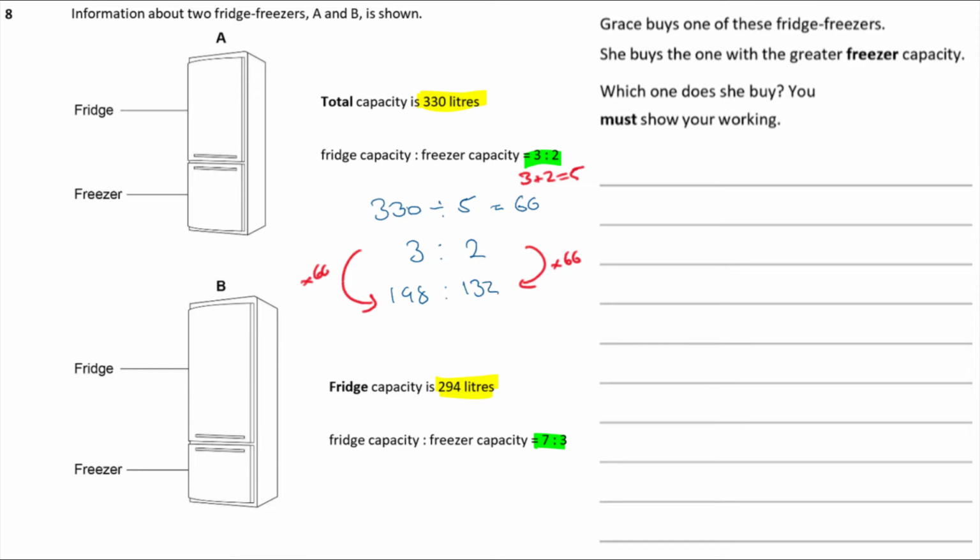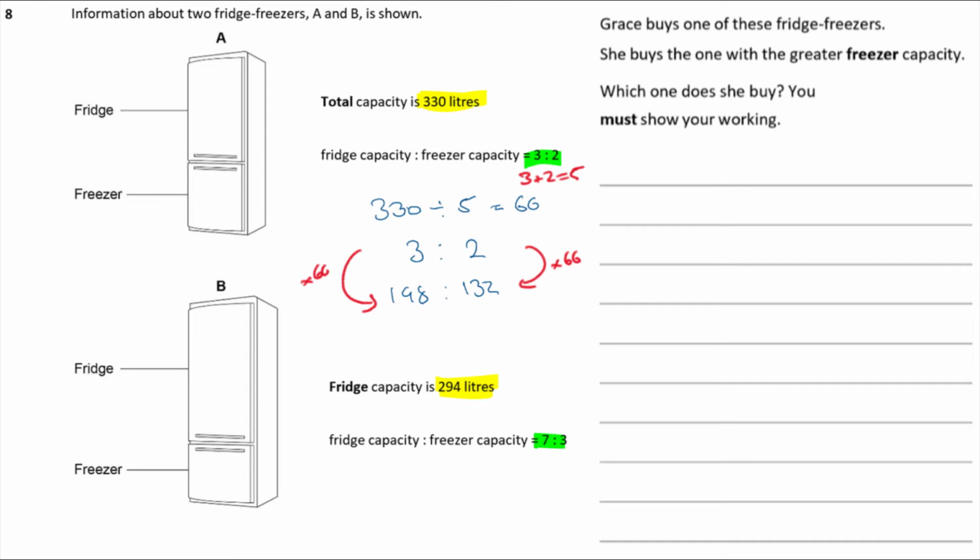Okay, do the same thing for the second one. For fridge B, notice that fridge is in bold here. So this one is set out slightly differently. In the first part we were given the total amount, so we needed to divide by the ratio. But here we've been given the capacity of the fridge part.